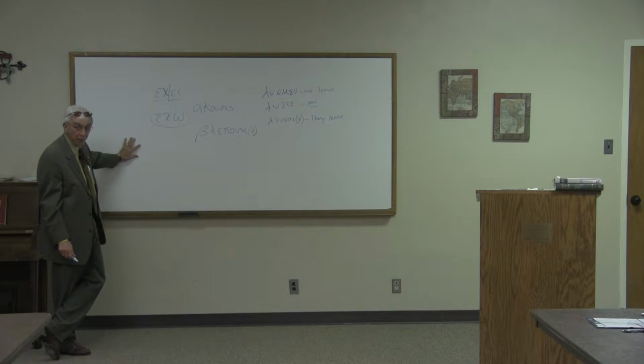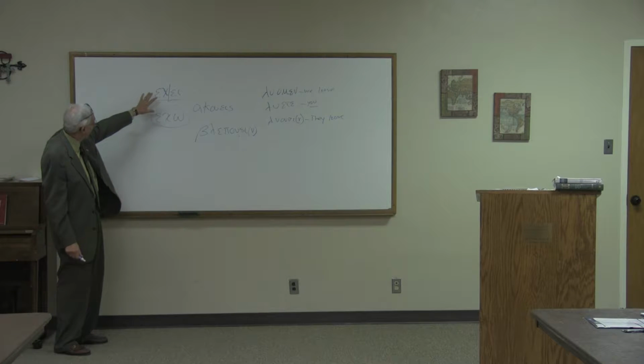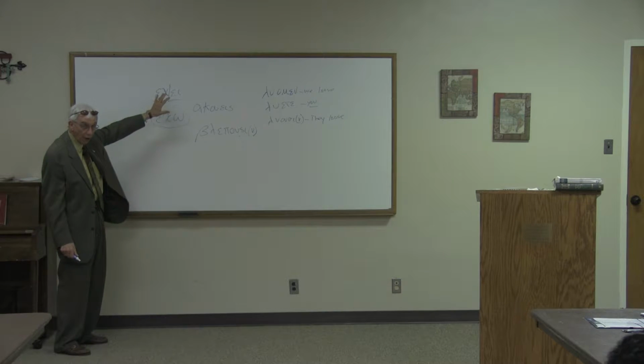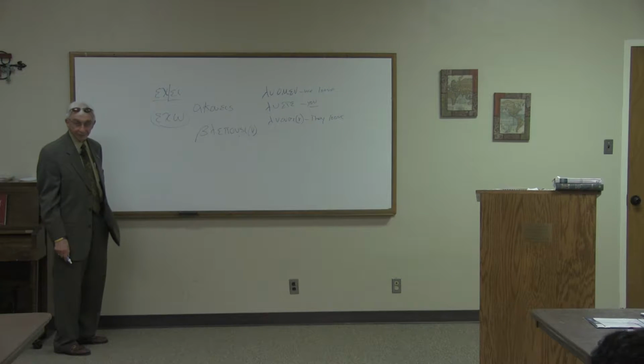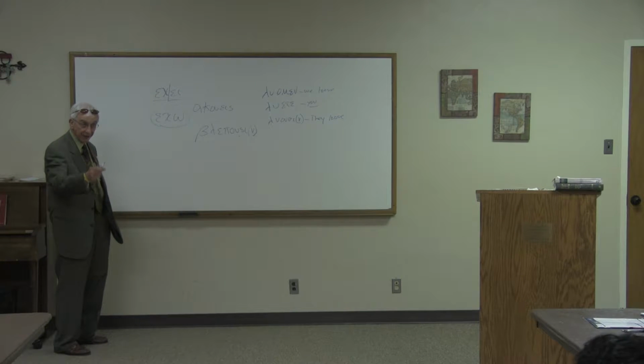I probably was moving too fast last week going from active to middle and passive, but just take the verbs that you've learned in the two chapters in vocabulary and you add the endings to them. Take the omega off and you have the stem. And then you add the endings.